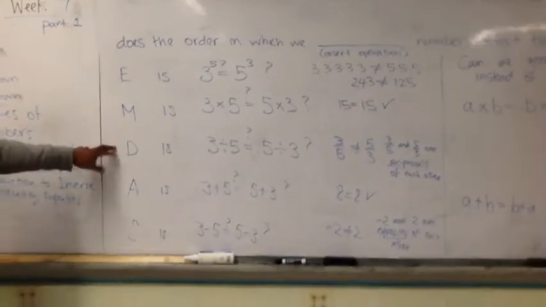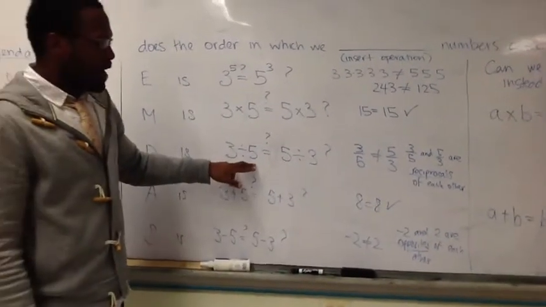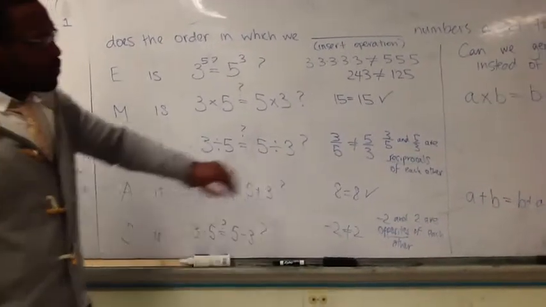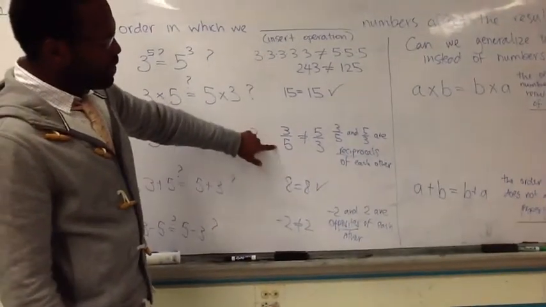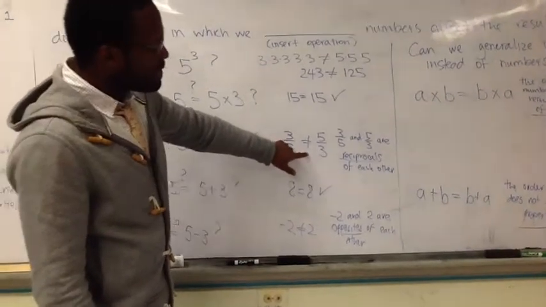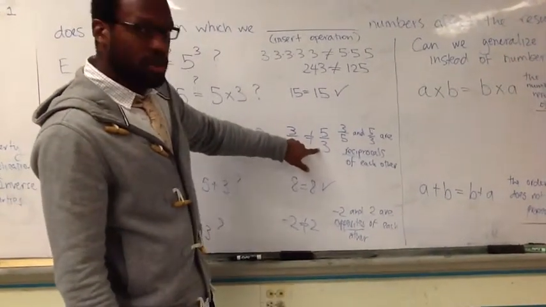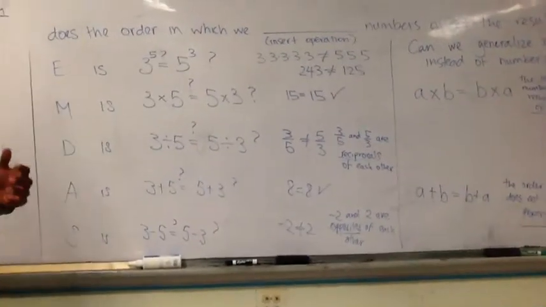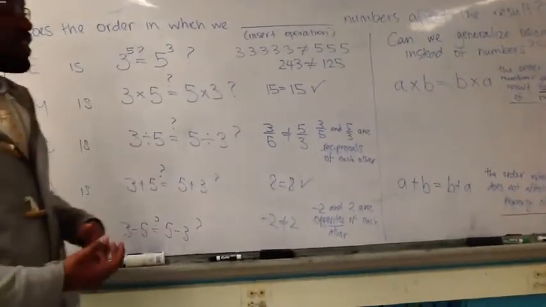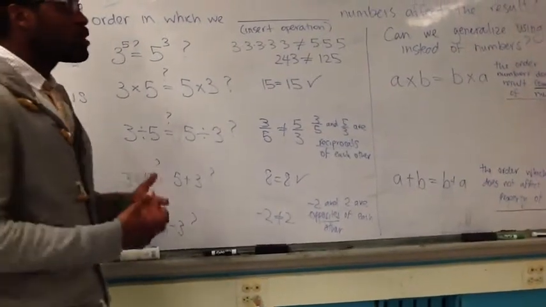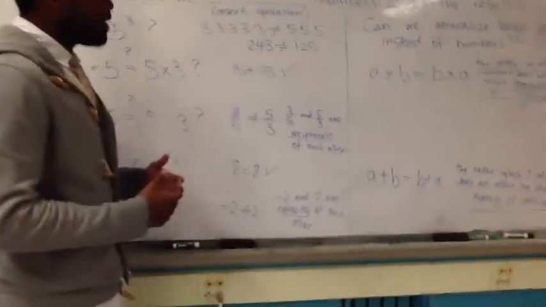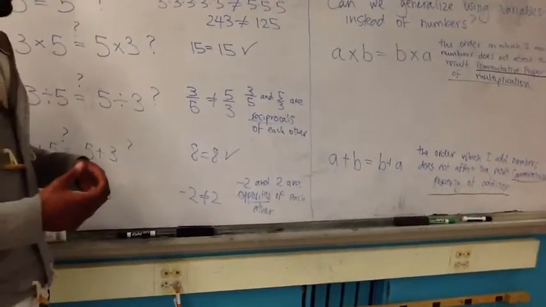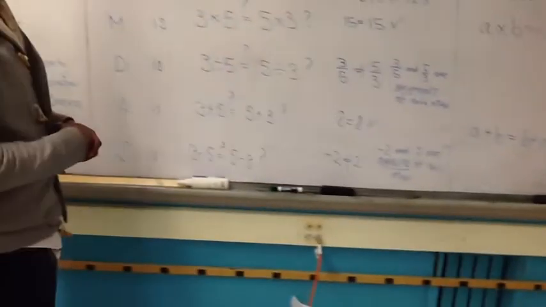For division, we ask, is 3 divided by 5 the same as or equivalent to 5 divided by 3? And what we get is a fraction, 3/5, which is less than 1, is not equal to 5/3, which is greater than 1. Now, we begin a conversation about the relationship between 3/5 and 5/3, and some students will be able to tell you that 3/5 is the reciprocal of 5/3, or 5/3 is the reciprocal of 3/5.